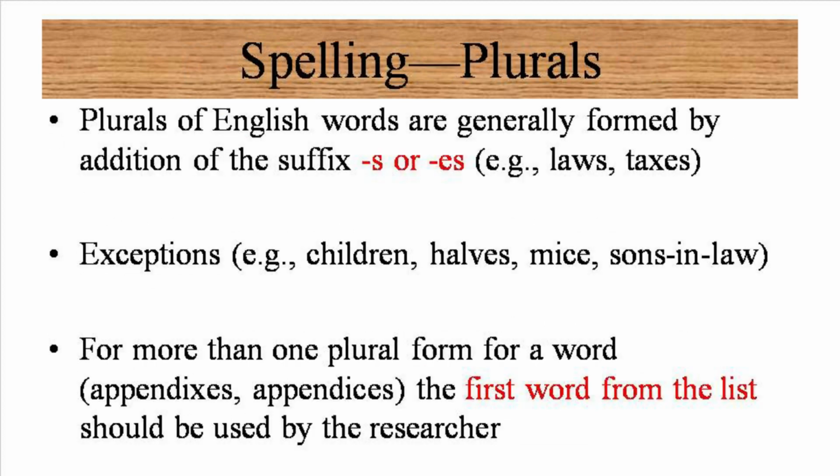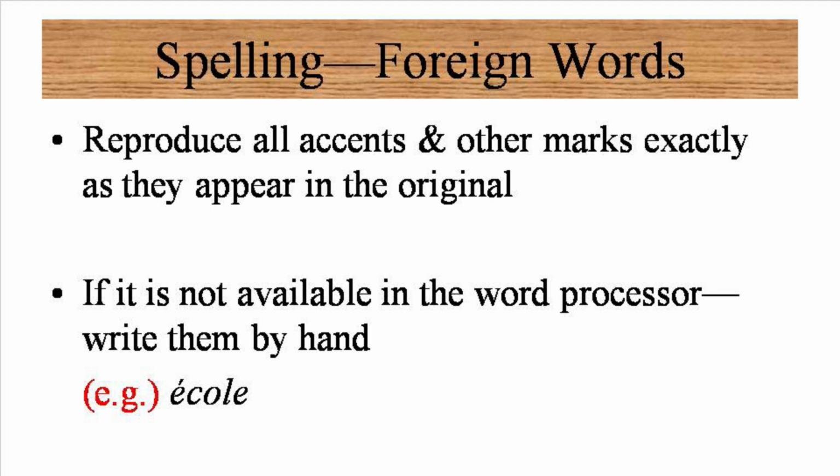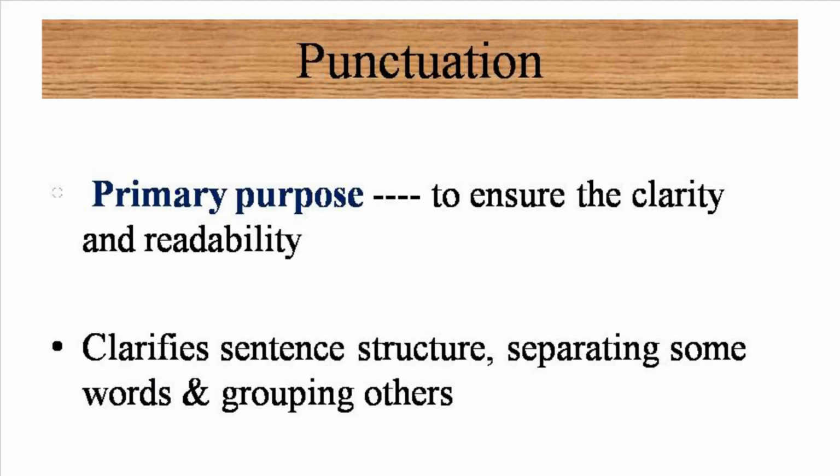Plurals of English words are generally formed by the addition of the suffix "s" or "es", with certain exceptions. If there are more than one plural form for a word, the first word from the list should be used by the researcher. Reproduce all accents and other marks exactly as they appear in the original. Now let's come to punctuation.